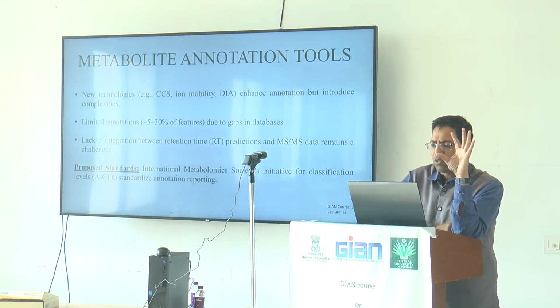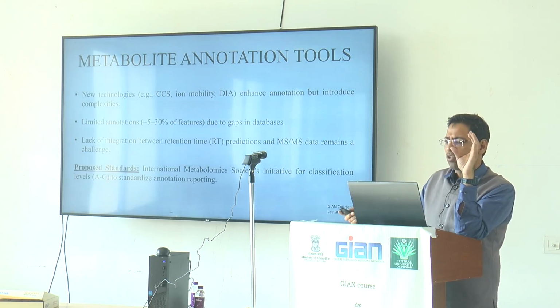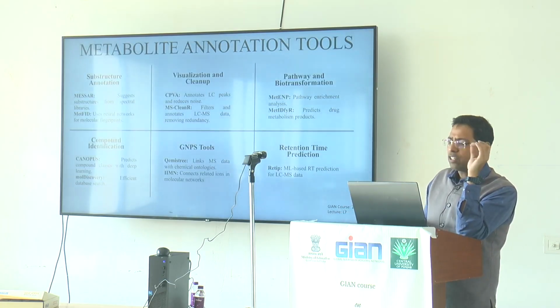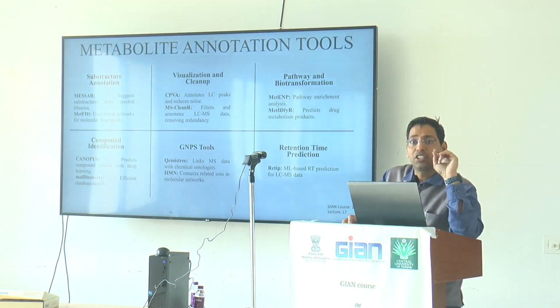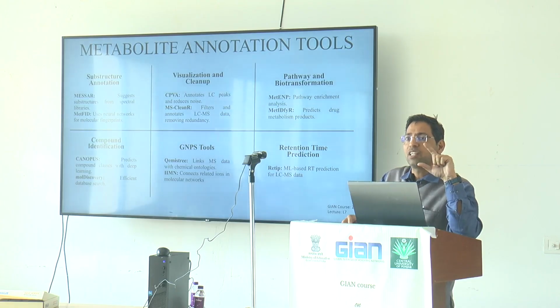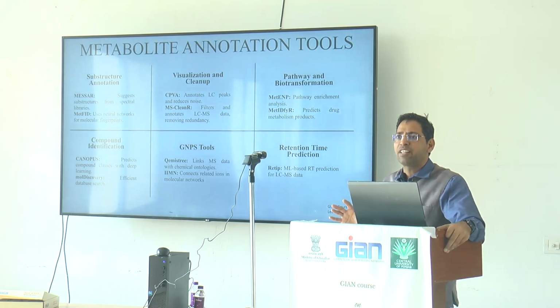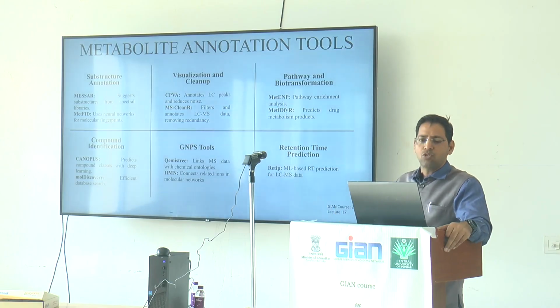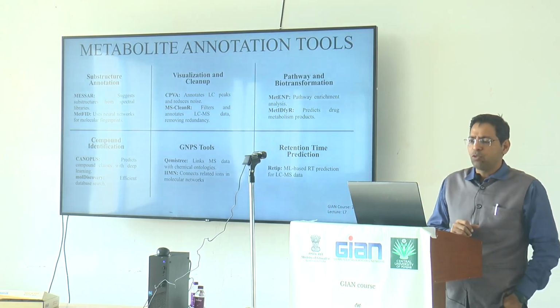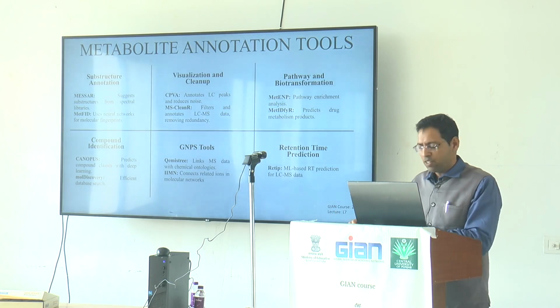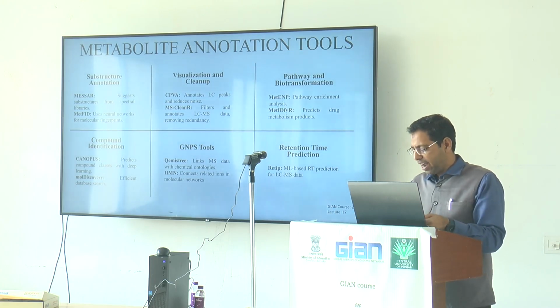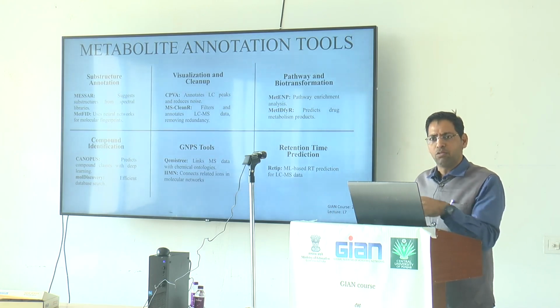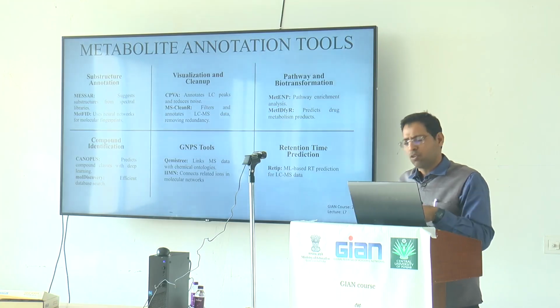So what is the proposed thing that we saw here? These are the metabolic annotation tools: substructure annotations, visualization and cleanup, then pathway and biotransformation, fourth is the compound identification, fifth is the GNPS tool, and the retention time prediction. So here you can go ahead with many tools. I'm explaining the names of those one by one actually. I forget. And this paper and the slides we will give you. We will give you such slides, no issue.